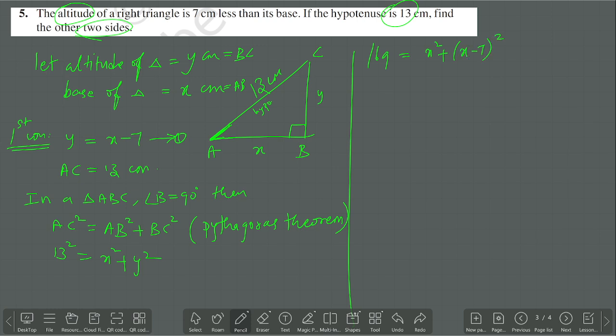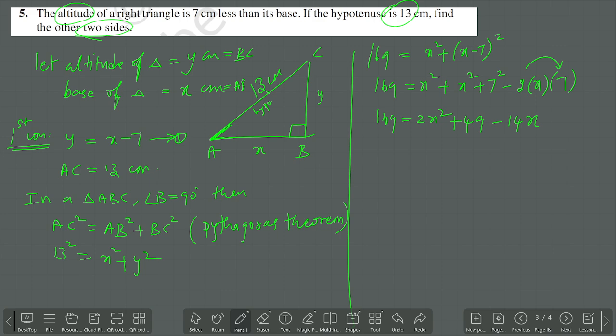Use the a minus b whole square formula. Then 169 is equal to x square. This is a minus b whole square, no? So a square plus b square minus 2ab. 2 into x into 7. Do you understand? Now apply x square plus x square, 2 times x square. 7 square is 49. 2 7s are 14, into x. That is 14x. I'm getting 169.